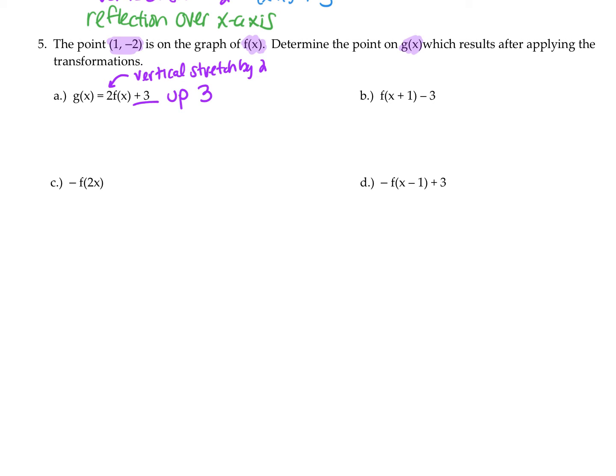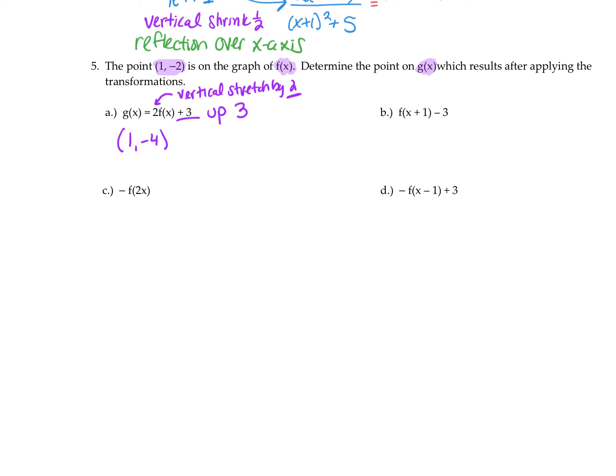So if my point is (1, -2), if I have a vertical stretch by 2, it would become (1, -4), because I'm going to do 1 and then -2 times 2. Then if I'm shifting it up 3, I'm going to add 3, so my final point would be (1, -1).